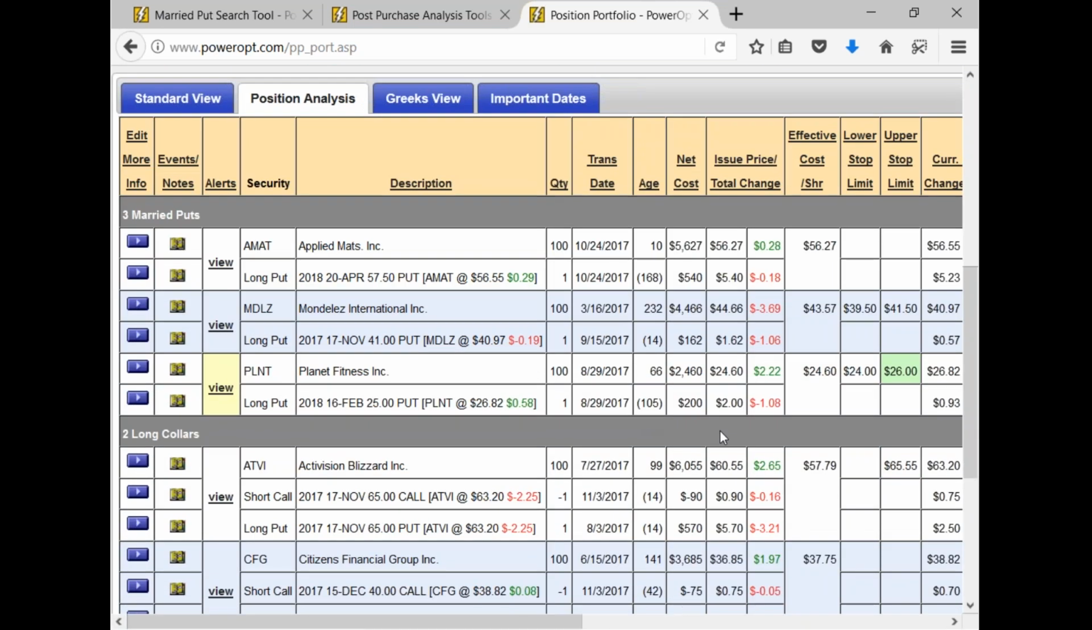Okay, so my current positions. Applied Materials was opened as a Mary put within the last 10 days. Mondelez, I've been in for 232 days. It's not really a positive position for me right now. I'm still managing it, and it's going to expire in 14 days, but I'm still going to manage that position and collect some dividends.